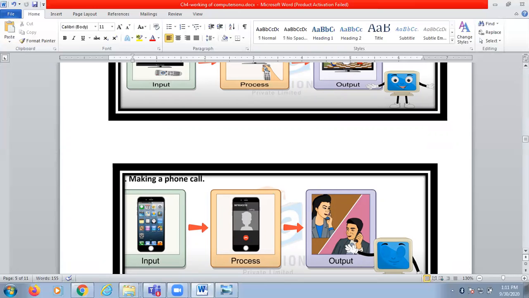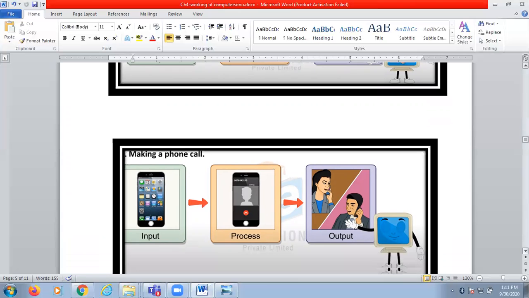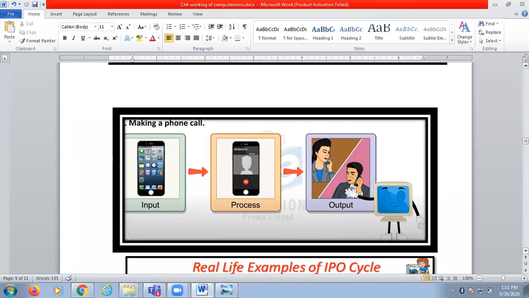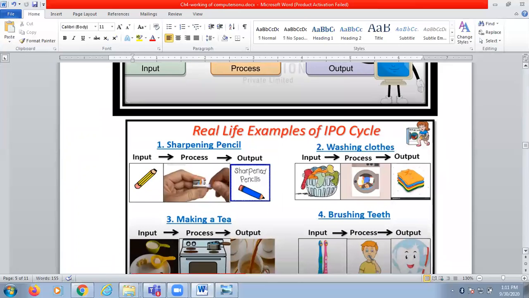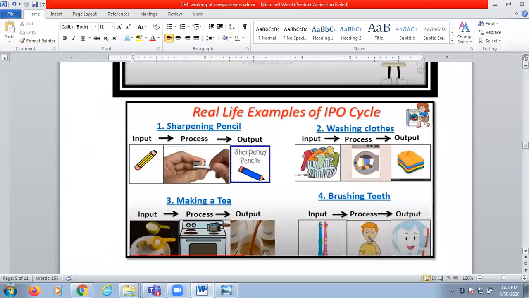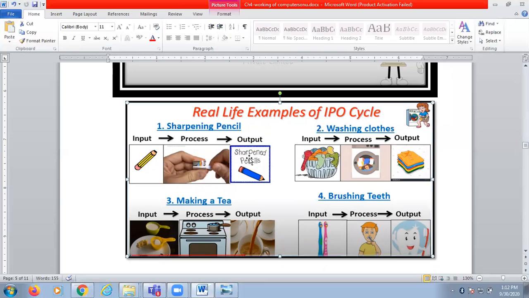Isn't it very interesting? Yes or no? So is the IPO cycle clear to everyone? Let us take one more example. Can you see this picture? I hope you all can see this picture in which sharpening a pencil is being discussed. Let us discuss it one more time. This is the blunt pencil. For the process, what have we taken? We have taken a sharpener and a pencil so that processing can be done. And what is the output? The output is my sharp pencil.